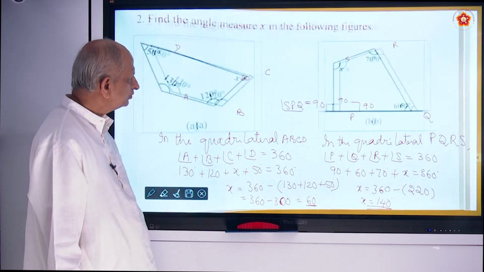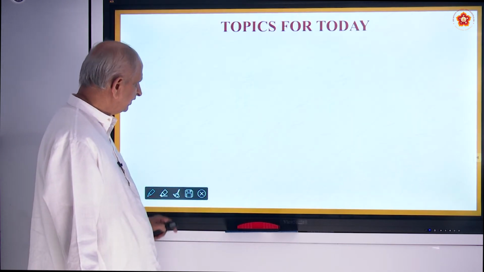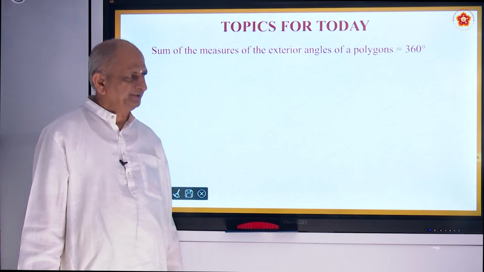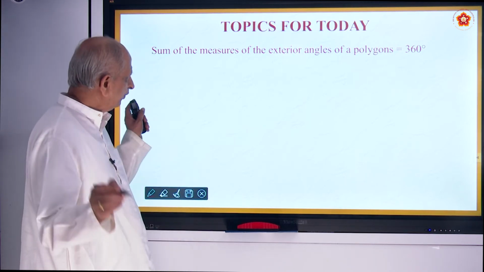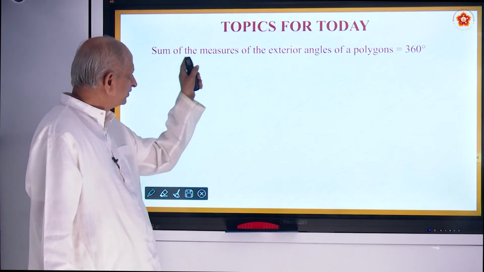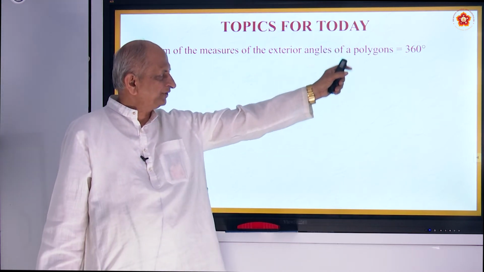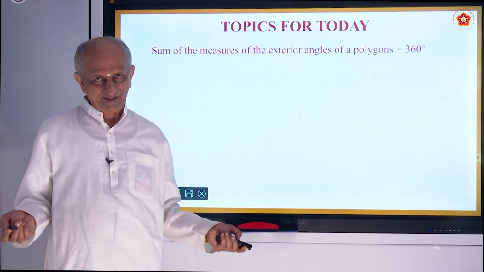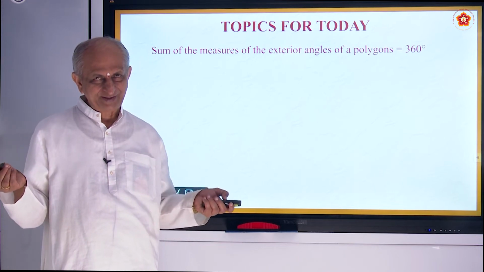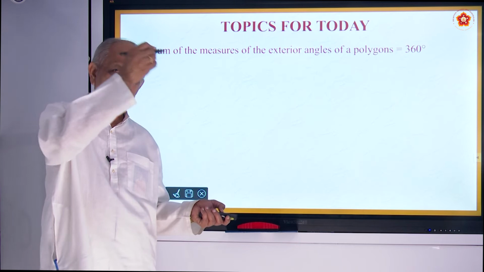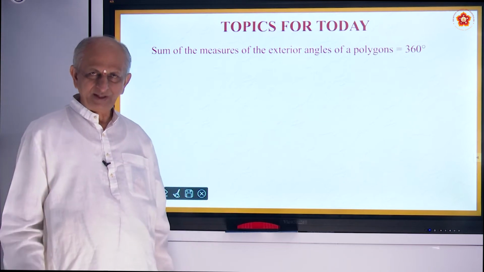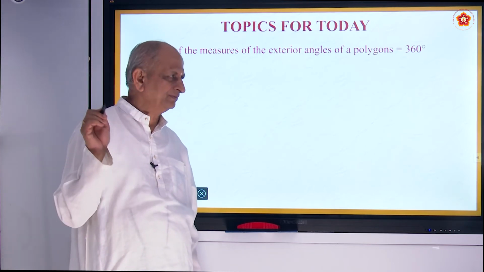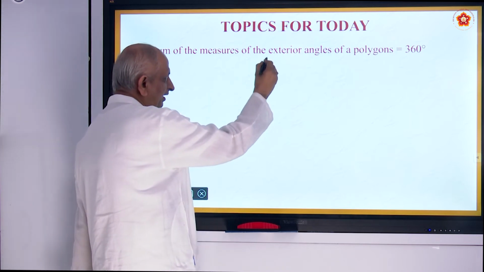So let us see the topics for today. One of the interesting things you must note: for any quadrilateral, any polygon, the sum of the measures of the exterior angles is equal to 360 degrees. You can draw a quadrilateral, find the measure of all the exterior angles, add them, and it becomes 360. If you take a pentagon, again 360, hexagon 360, all of them, but only exterior angles, not interior.